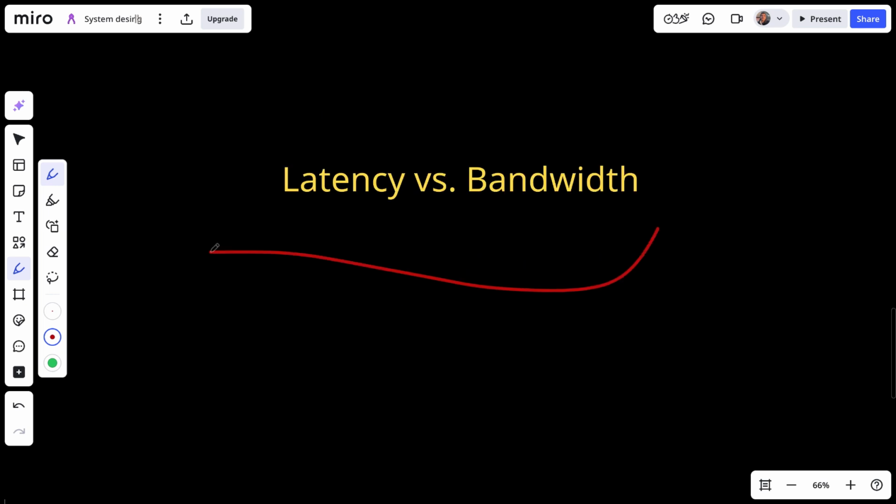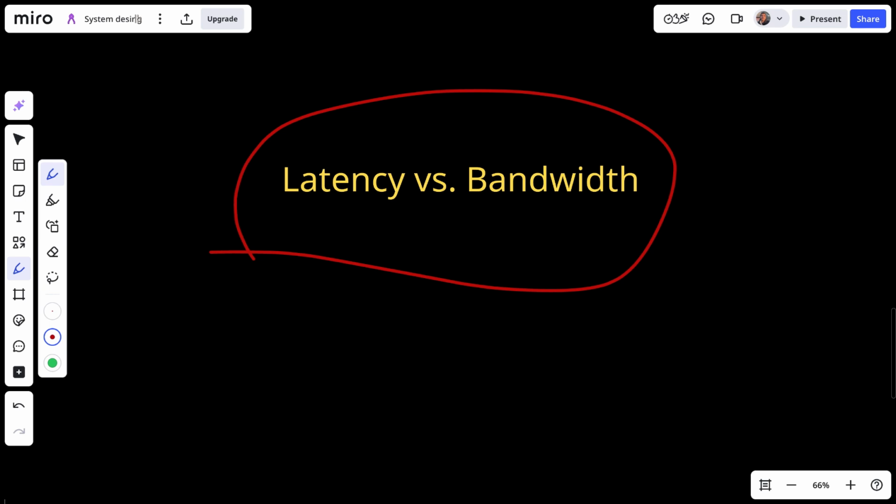Okay, next we need to talk about latency versus bandwidth, because it's a pretty important topic. I would say a lot of people confuse latency with bandwidth. They are two different things. Think of a water pipe. Bandwidth is the width of the pipe. It's the maximum amount of data that can flow through at any given time. Latency is the time it takes for the first drop of water to travel from one end to the other.